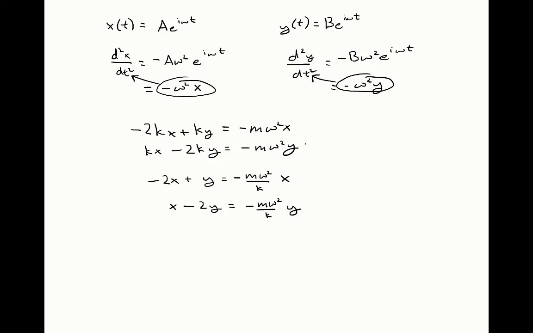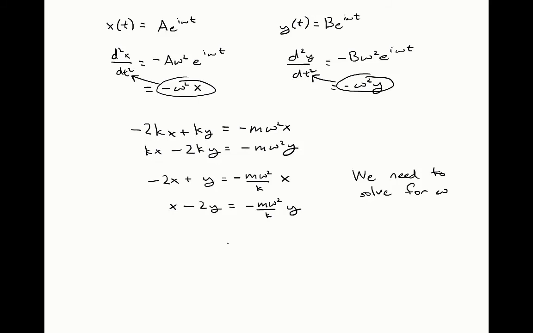So if you remember previously, we defined omega to be the square root of k over m, the spring constant divided by the mass. But right now we don't know what omega is. We need to solve for omega. So we're going to rewrite this equation.